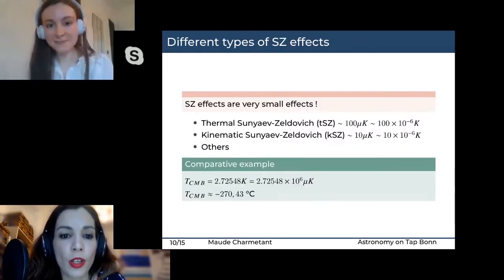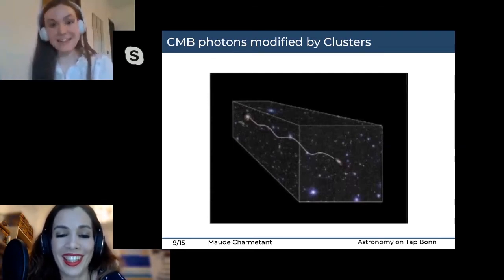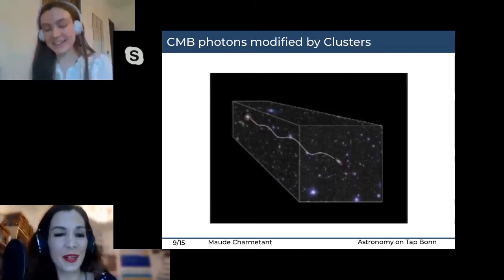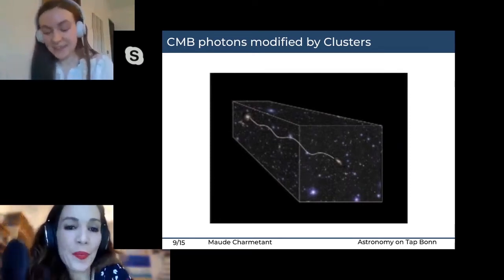So they get more energetic, right? Yes. They steal the energy from the electrons they interact with. Good, yeah, we could say that, exactly. It's a very good image, yes.